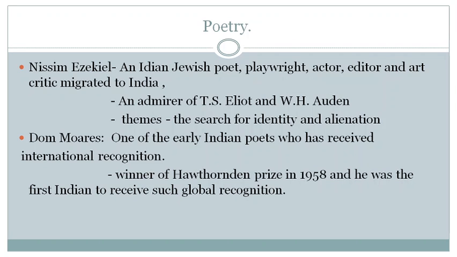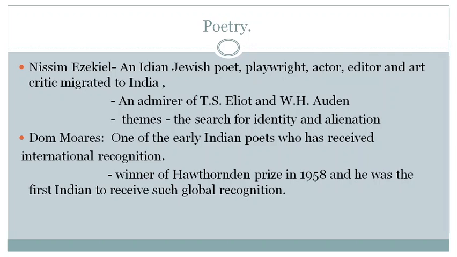Although the inheritance of the English language went through many stages of modification in India, the most subtle impact of the British colony in India was the English language. Indian English poets in the late 1940s started to adopt a post-romantic legacy that exchanged a received stylistic collection for local elements. One of the exponents of new poetry in the post-independence period was Nissim Ezekiel. Nissim Ezekiel, an Indian Jewish poet, playwright, actor, editor, and art critic, had migrated to India from Israel. He was an admirer of T.S. Eliot and W.H. Auden. He expressively writes about the search for identity and alienation.